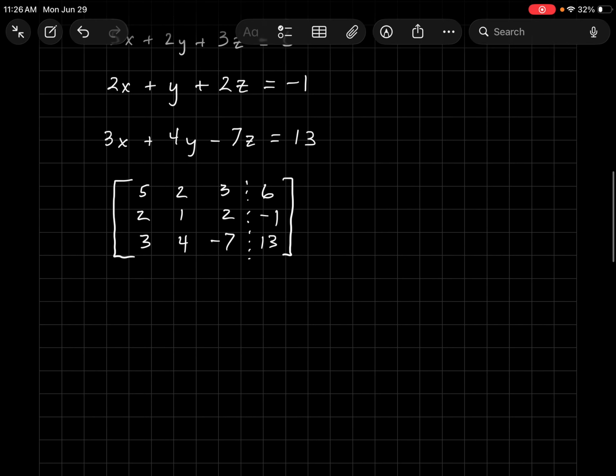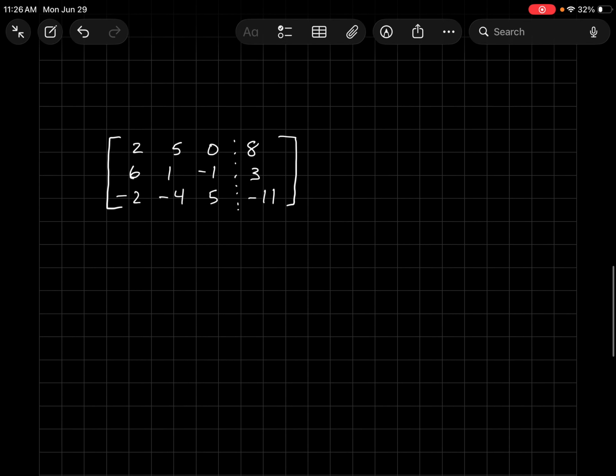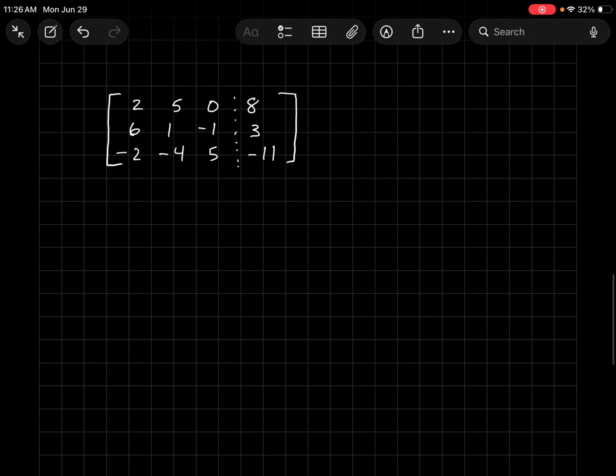Let's work it backwards. What if we had the augmented matrix 2, 5, 0, 8, 6, 1, -1, 3, -2, -4, 5, -11? Could you write the original system of equations that corresponds, assuming we're using x's, y's, and z's?